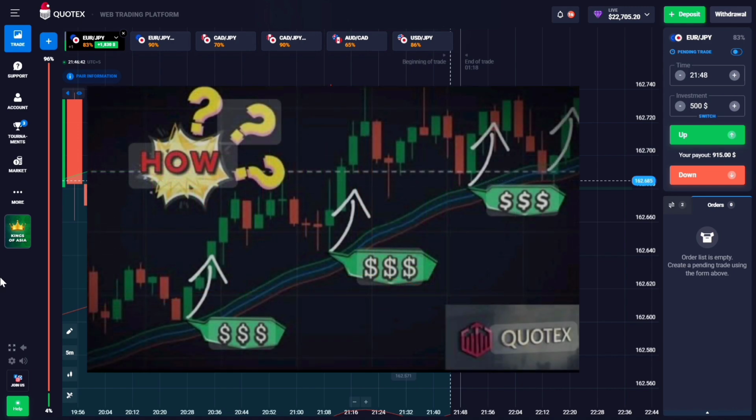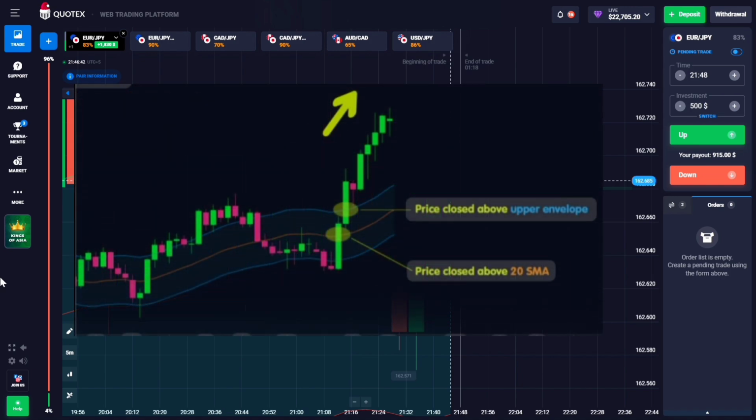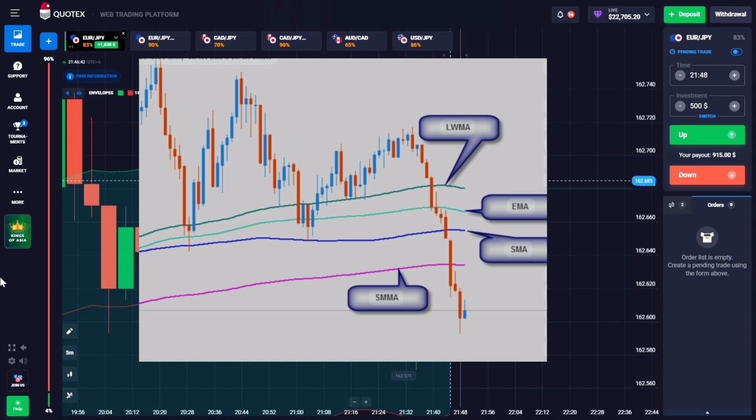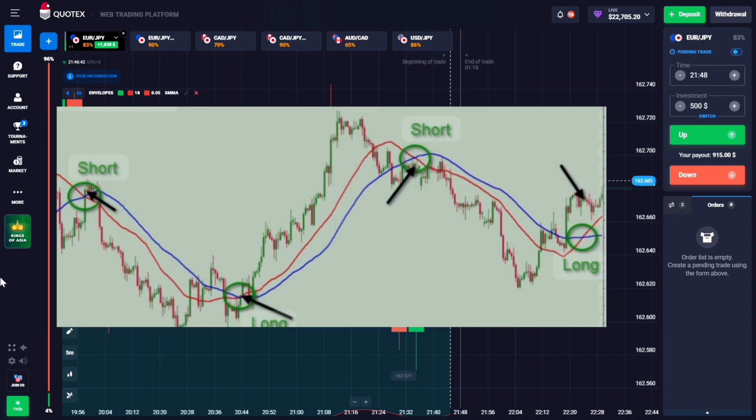Number 2. How to use SMMA in trading. When the price is above the SMMA, it indicates an uptrend. When the price is below the SMMA, it signals a downtrend. Support and resistance. SMMA can act as dynamic support or resistance levels, where the price often rebounds.